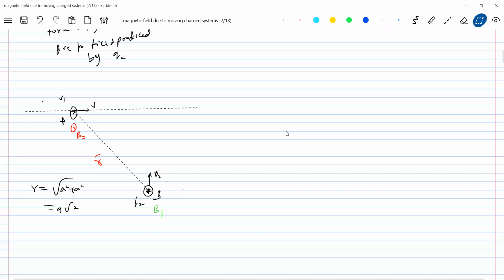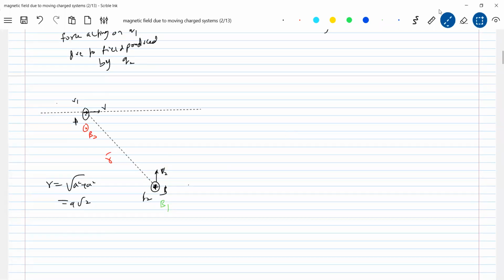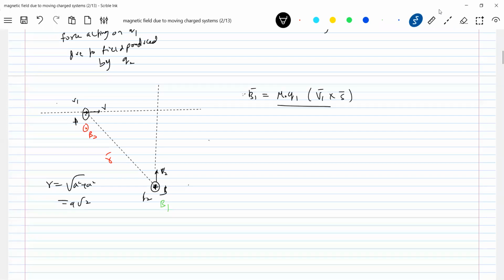Okay, proceed with the same calculation like earlier. I had the location of this one. So here B1 should be equal to mu naught Q1 V1 bar cross, this was earlier we defined R cap, no? So you define that as S bar, later on we'll change the symbol, divided by 4 pi S squared. What is S bar? S bar should be minus of R bar.